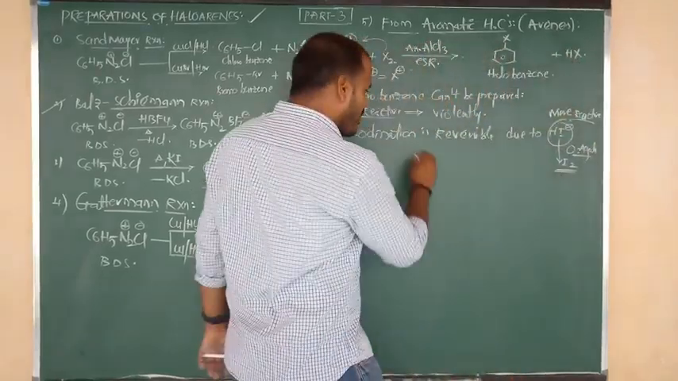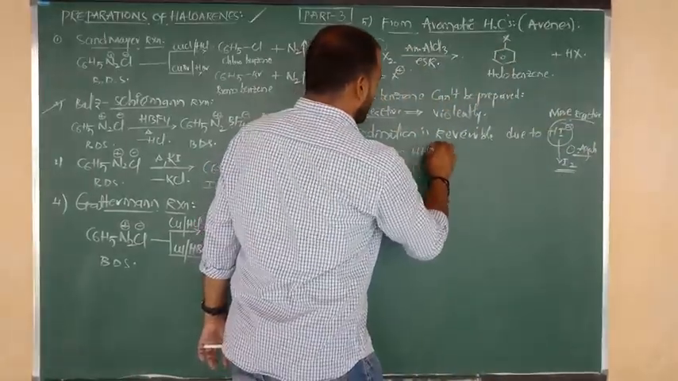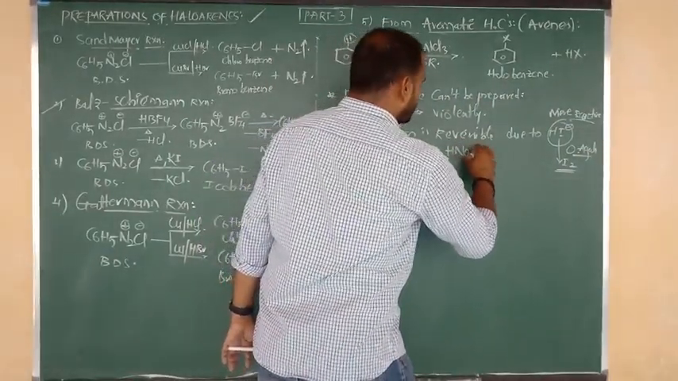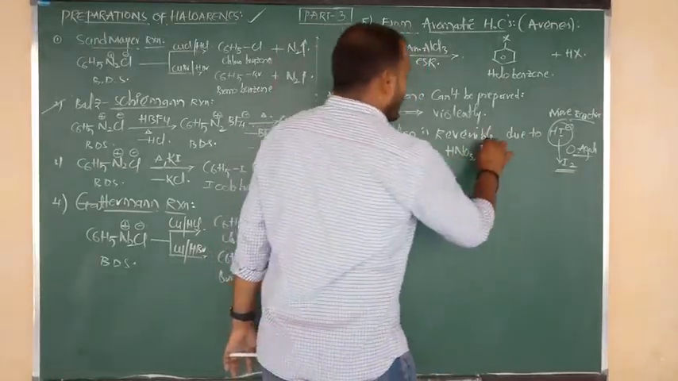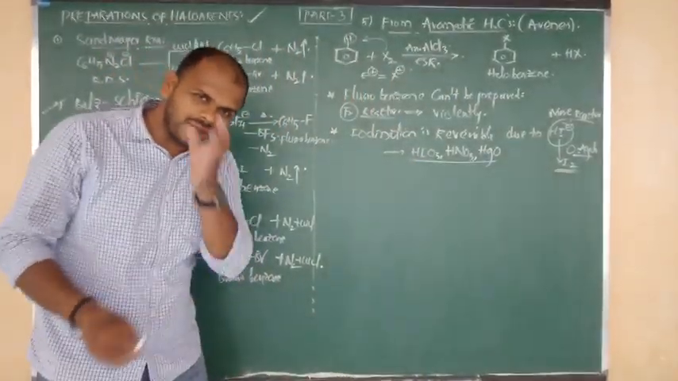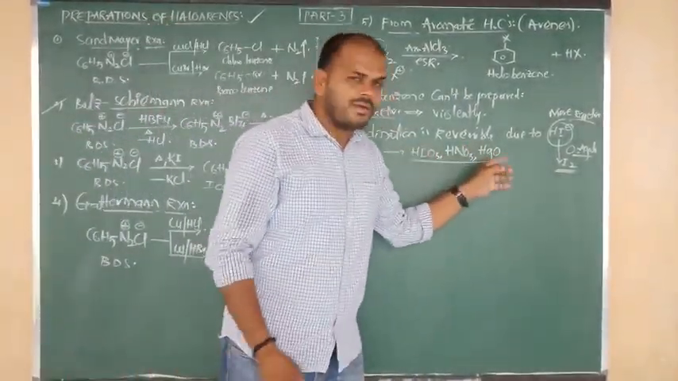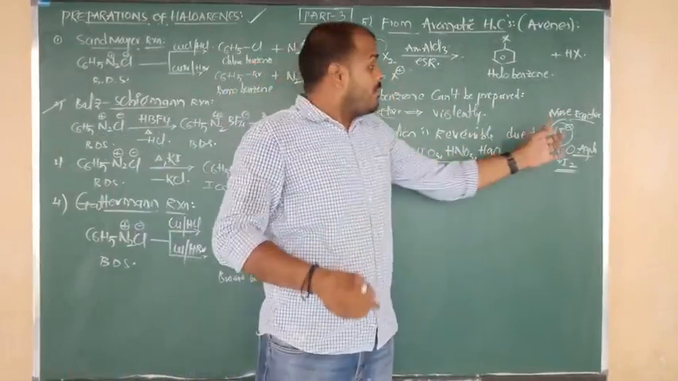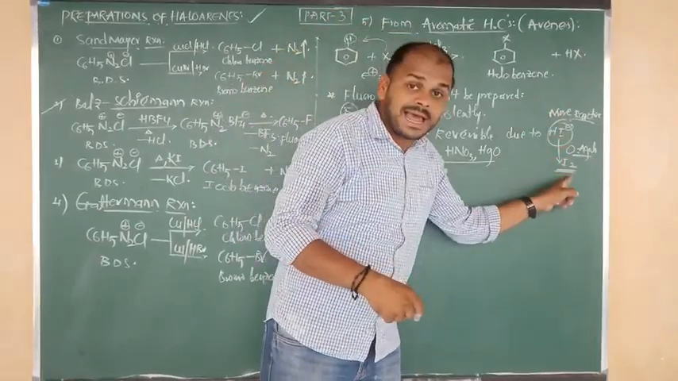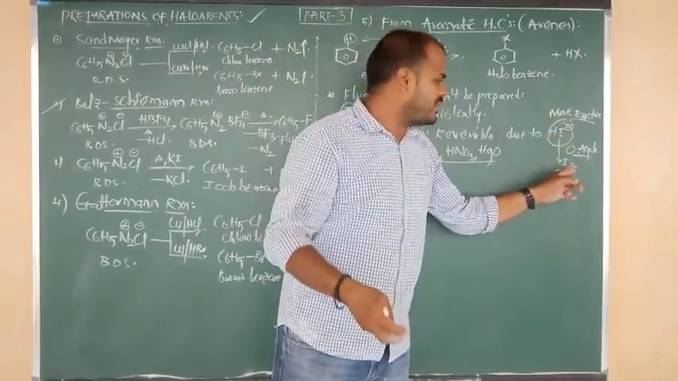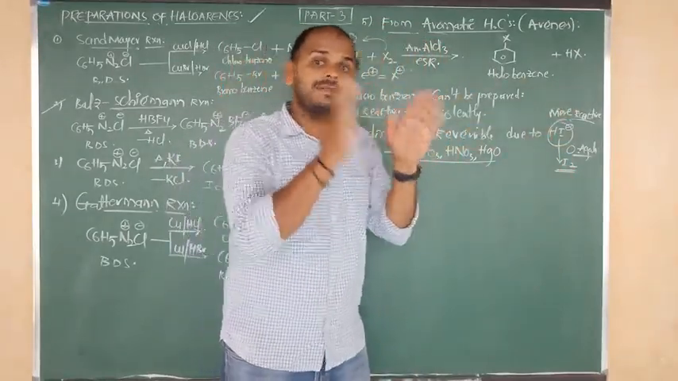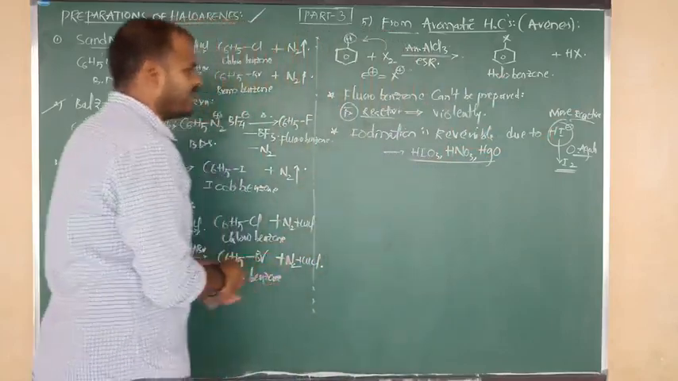By adding strong oxidizing agents, one is HIO3, iodic acid. One more is HNO3, nitric acid. One more is HgO, mercuric oxide. So by the addition of any one oxidizing agent, the more reactive HI, hydrogen iodide, can be oxidized into iodine. After the formation of iodine, the reaction cannot come back. Means in that case, you will get iodobenzene. I hope you understand.